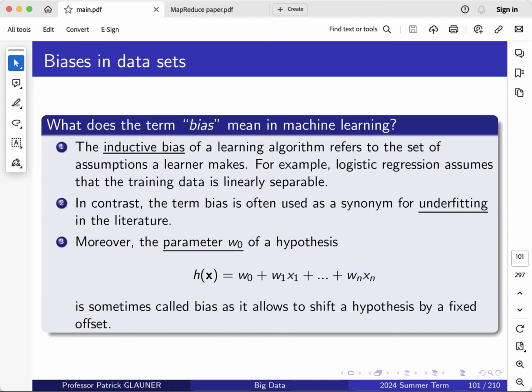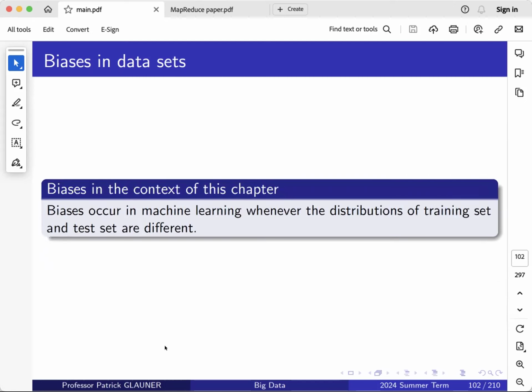So we see that the term bias in machine learning may mean many different things: inductive bias, underfitting, this y-intercept, and so forth. In this lecture, however, the term bias will mean something different. It will mean that the distributions of our training set and test set are different. So that's what we are now referring to when we talk about biases.